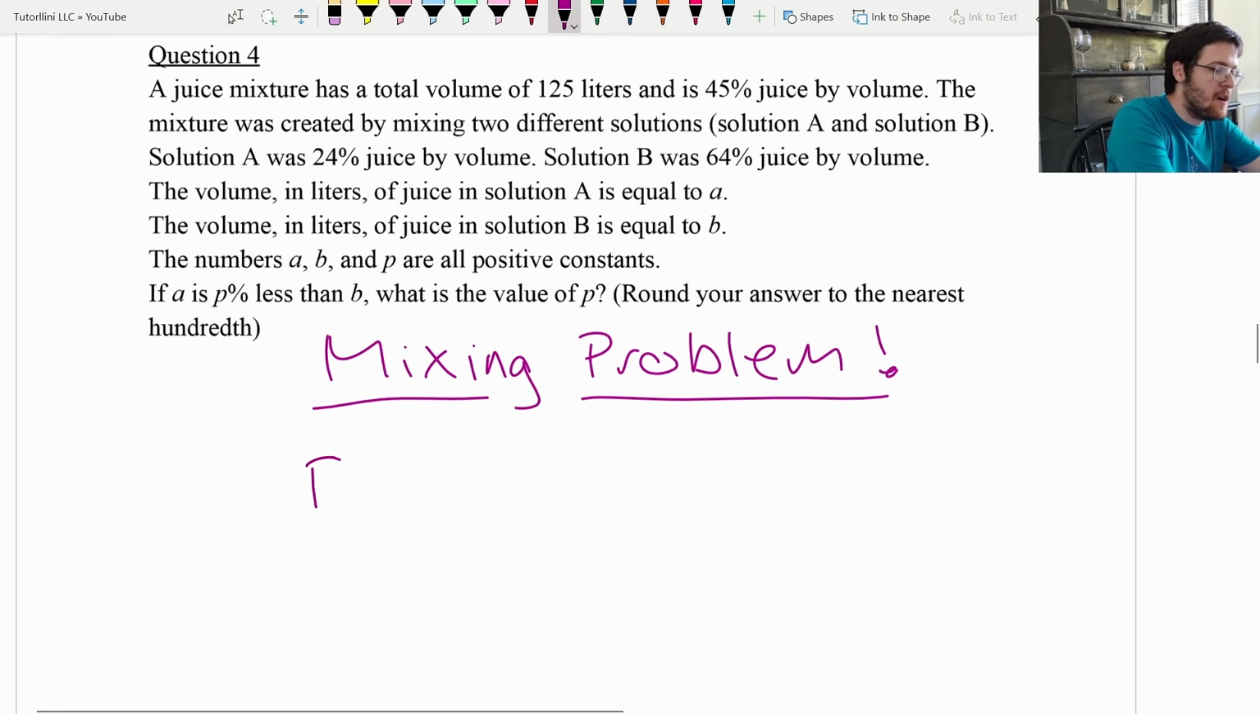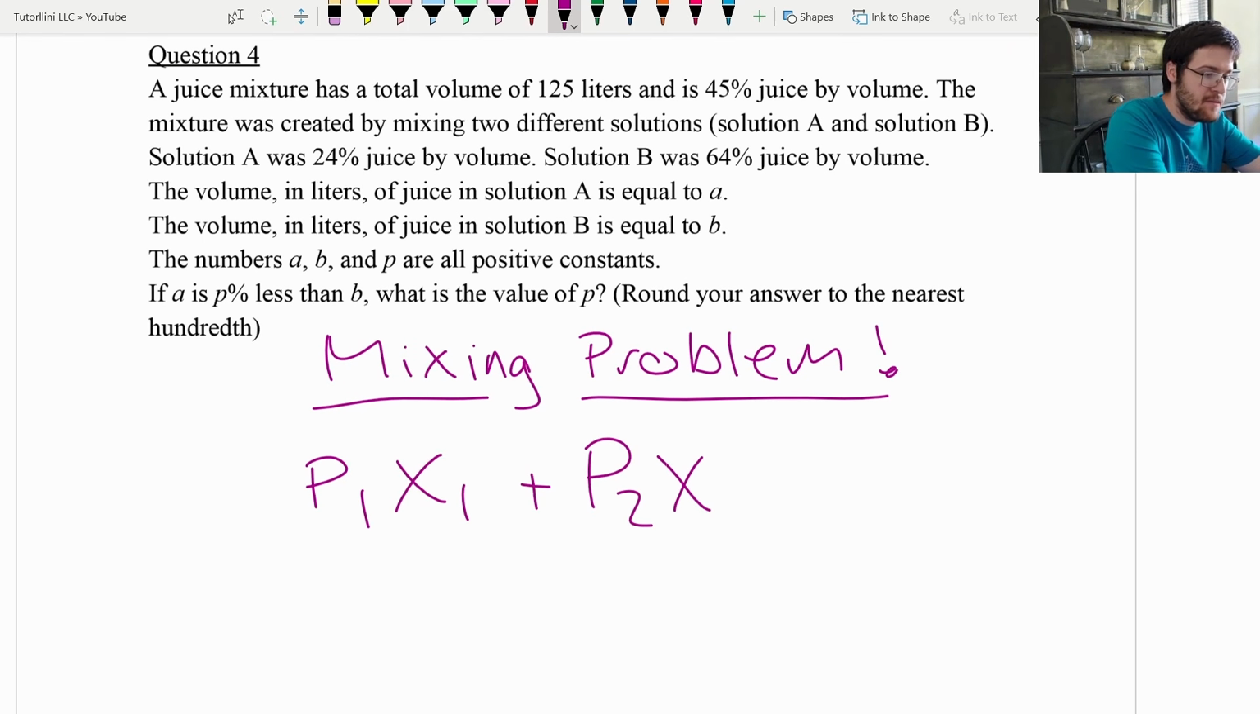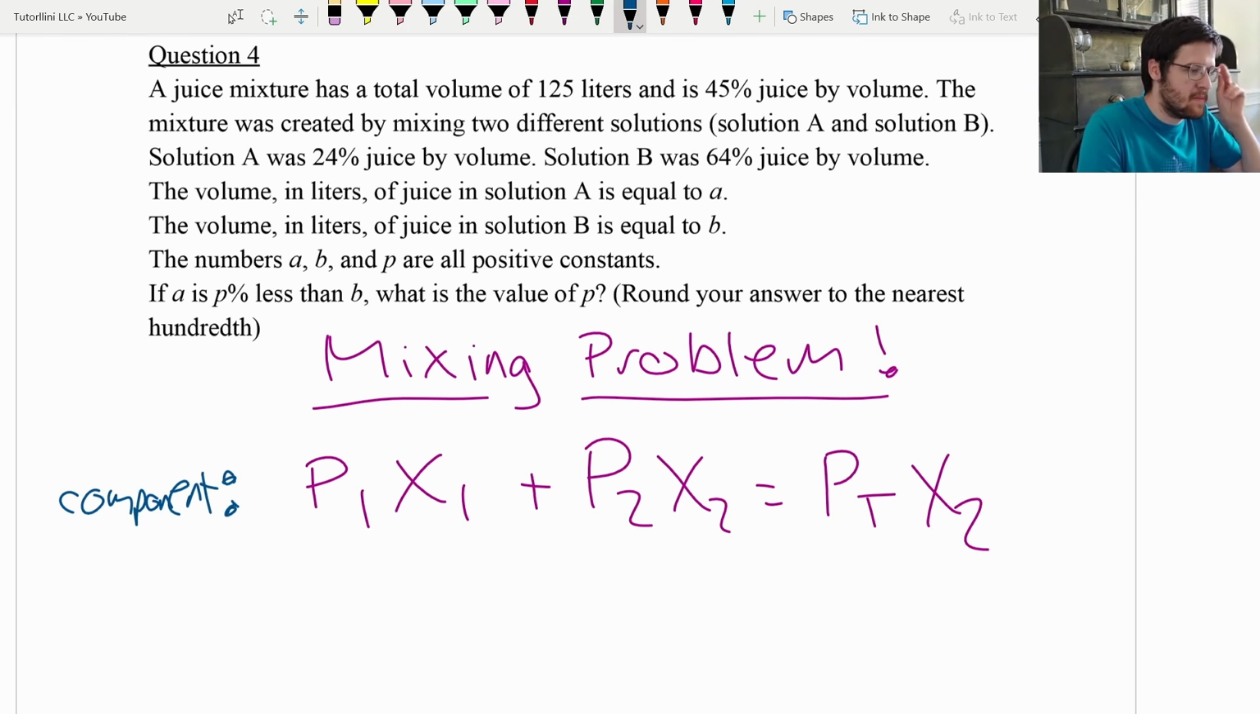So let's say I have P1 x1 plus P2 x2 equals P total x total. That's like a balance on the component, in this case the juice concentrate, right? The thing that's in the mixture that we're measuring the concentration of. And then you do another balance on the total volume. Oh, that should say x total.